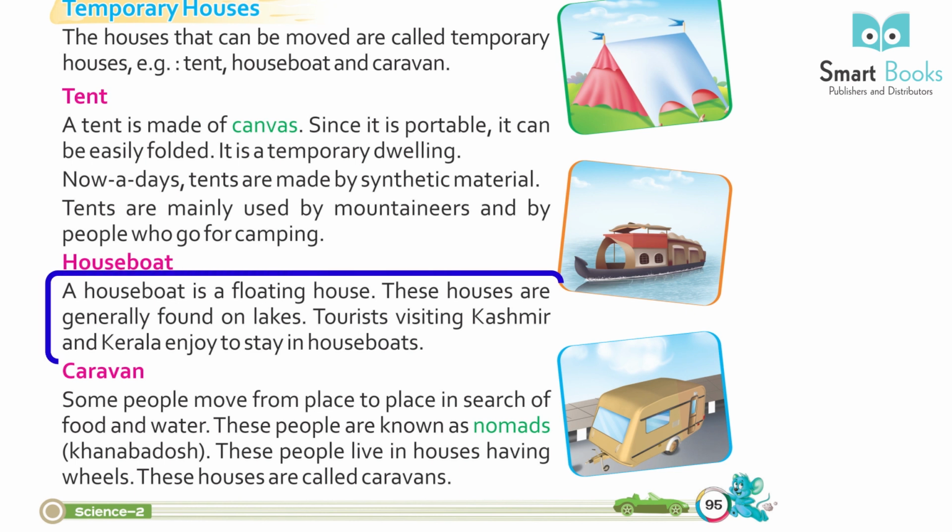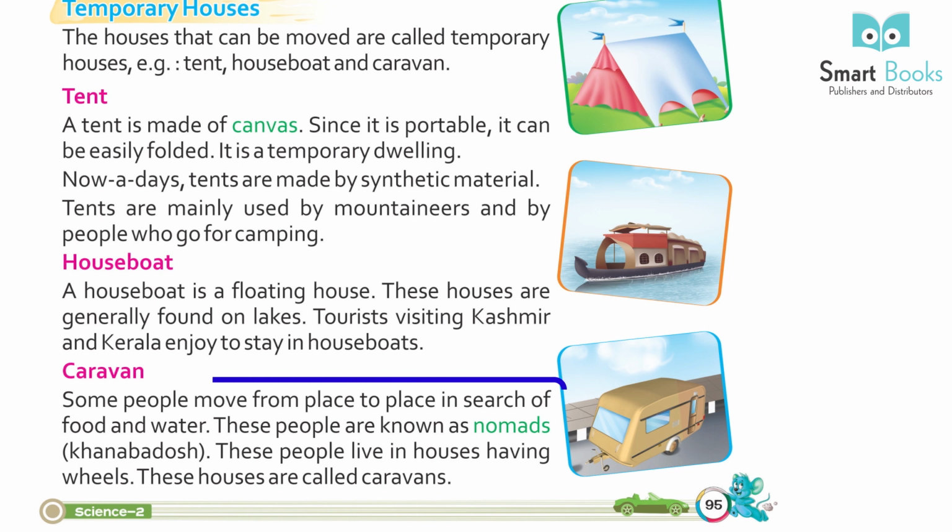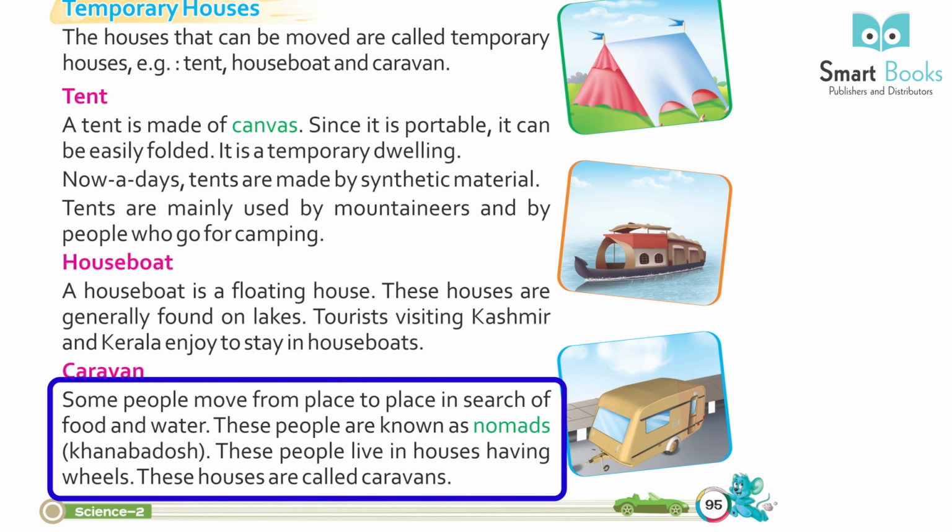Houseboat. A houseboat is a floating house. These houses are generally found on lakes. Tourists visiting Kashmir and Kerala enjoy staying in houseboats. Caravan. Some people move from place to place in search of food and water. These people are known as nomads, Khana Badosh. These people live in houses having wheels. These houses are called caravans.